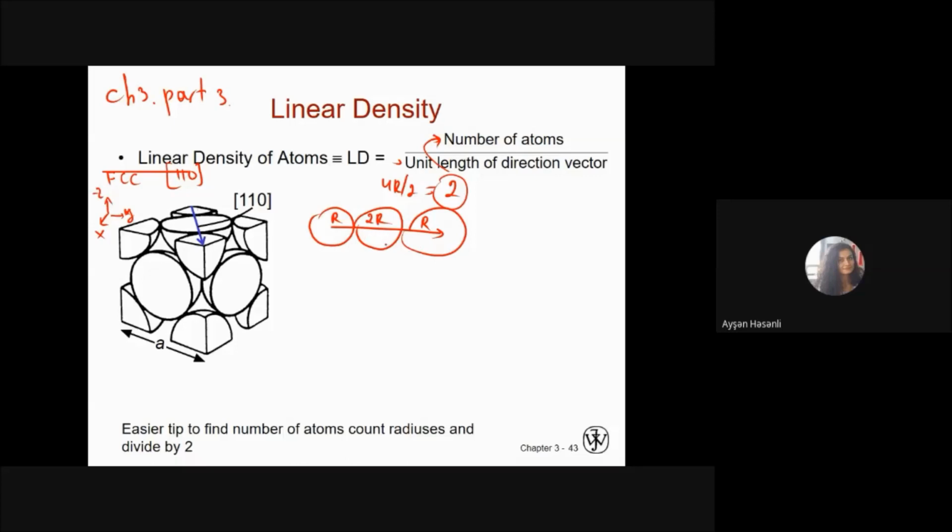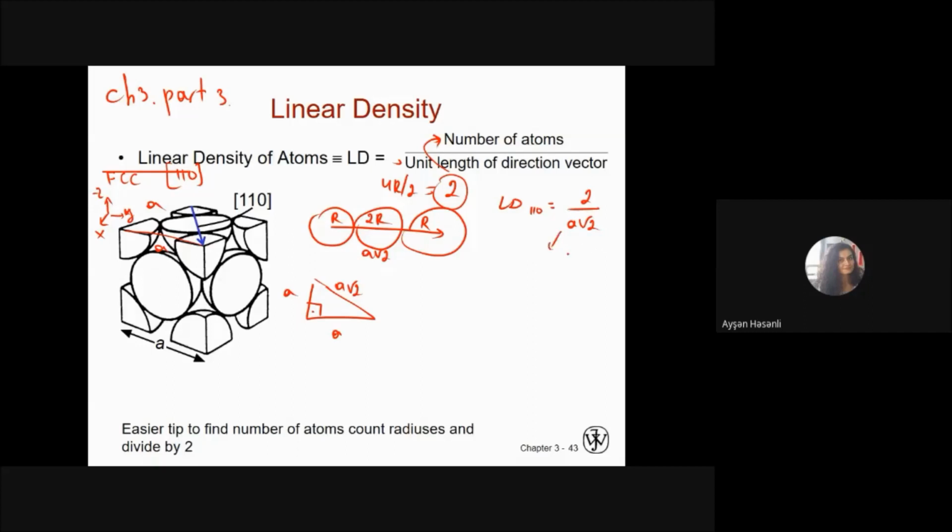So what's the length of this direction? If this side is A, this one is also A, I'll have this kind of a triangle. This is 90 degrees. It will be A under square root of 2. So I can write it now. Linear density for 110 direction will be 2 divided by A under square root of 2.